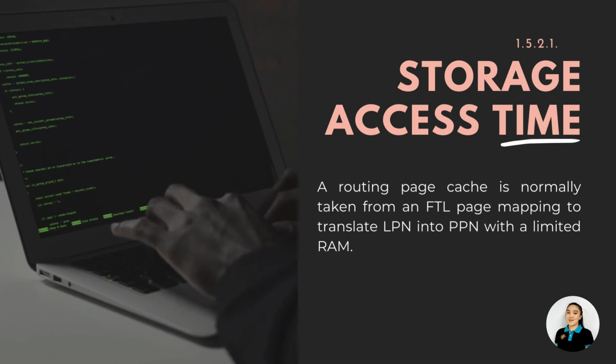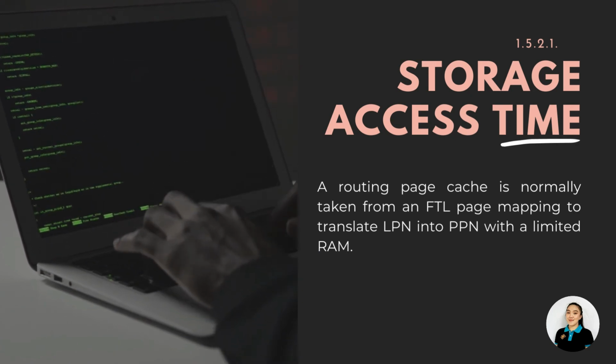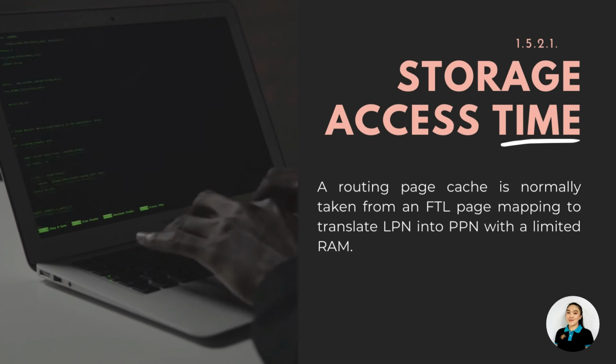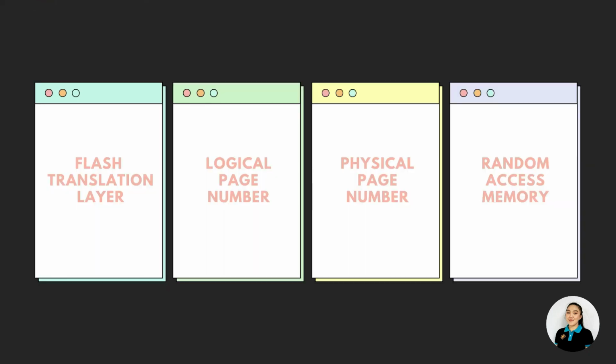A routing page cache is normally taken from an FTL page mapping to translate LPN into PPN with a limited RAM. So basically, to introduce the abbreviations, FTL stands for Flash Translation Layer, LPN is Logical Page Number, PPN is Physical Page Number, and RAM stands for Random Access Memory. So the routing page cache is usually taken from the FTL page mapping to translate the LPN to the PPN with limited RAM.